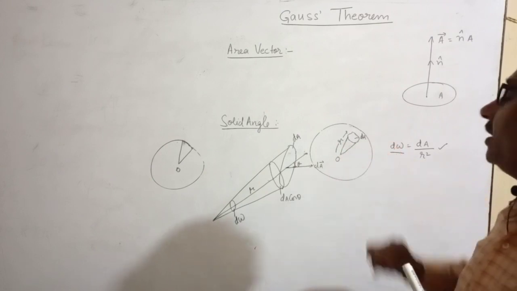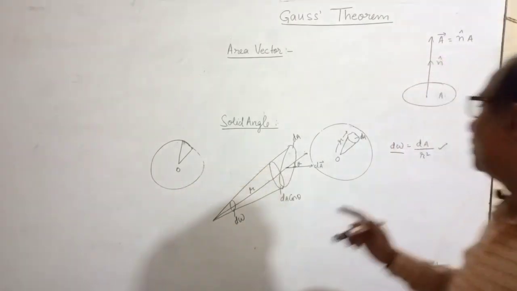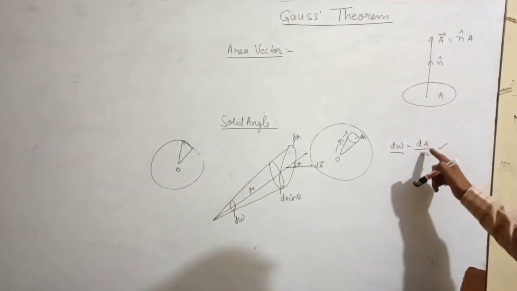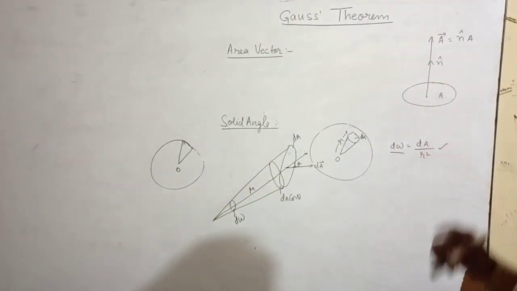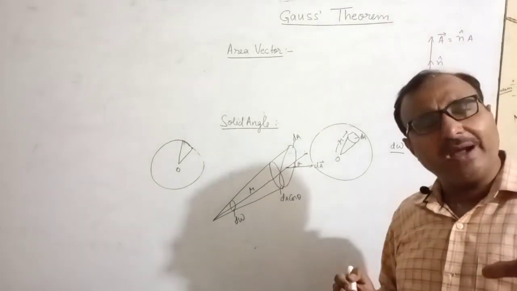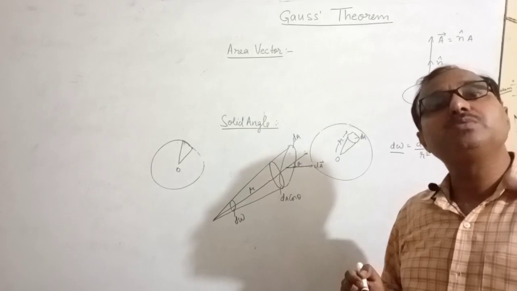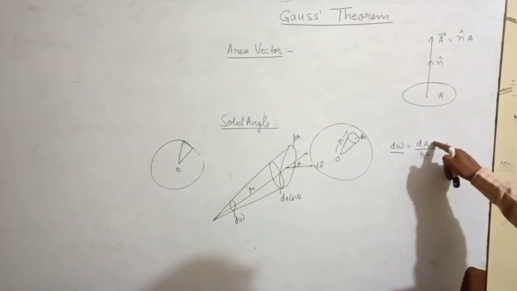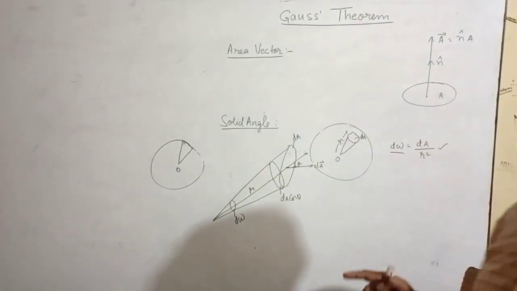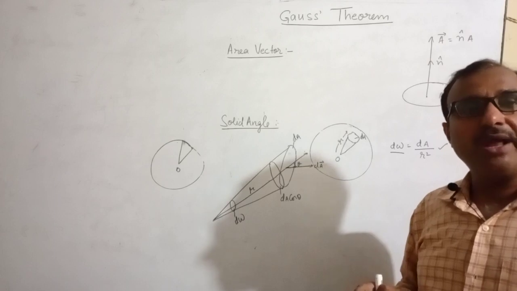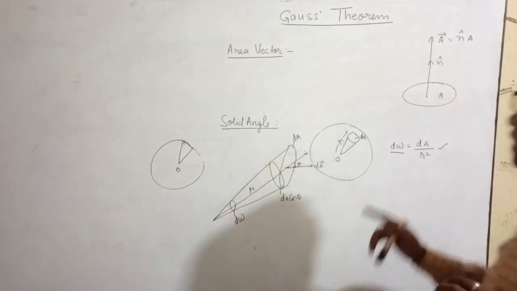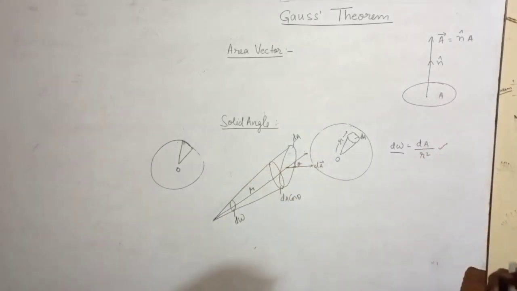And the radius of the sphere is r. So solid angle d omega equals dA upon r square. Where d is utilized, it means small. Due to a small area, we get a small angle, d omega. d omega equals dA upon r square.